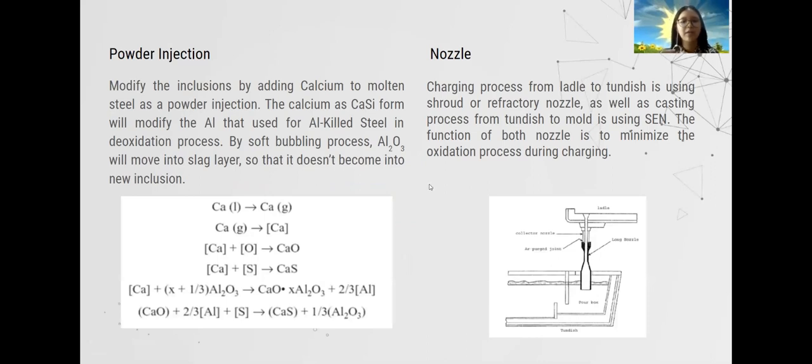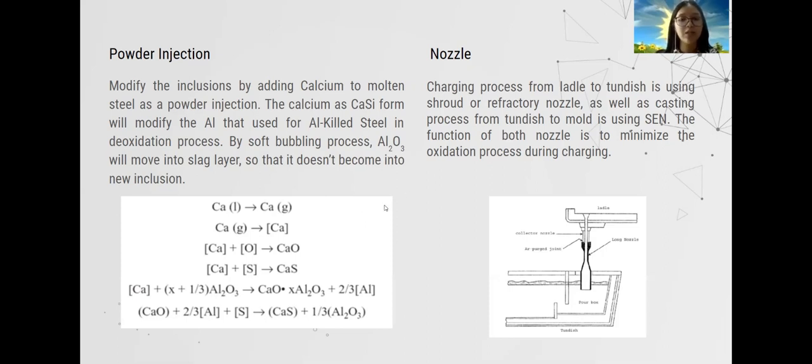The next method is powder injection. We can modify the inclusions by adding calcium to molten steel as a powder injection. The calcium, in calcium silicide form, will modify the aluminium that is used for aluminium killed steel in the oxidation process. By the soft bubbling process, alumina will move into the slag layer so that it doesn't become new inclusions.